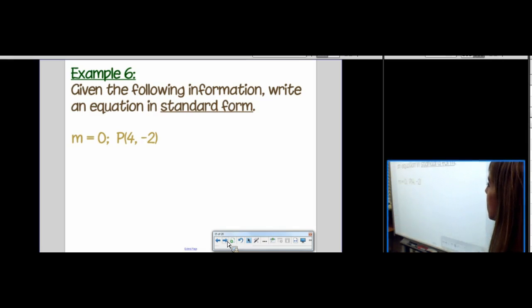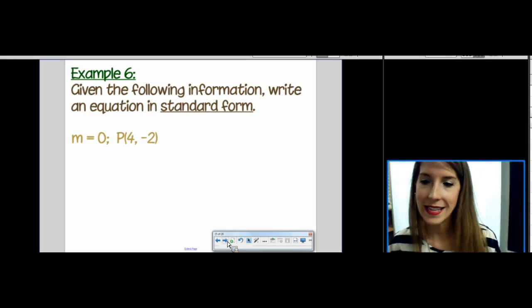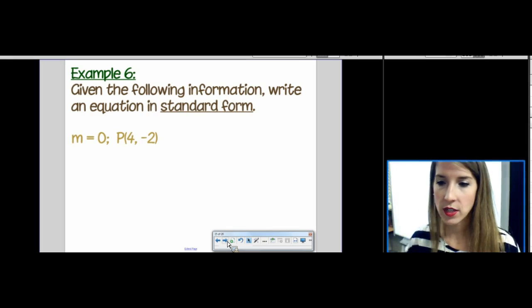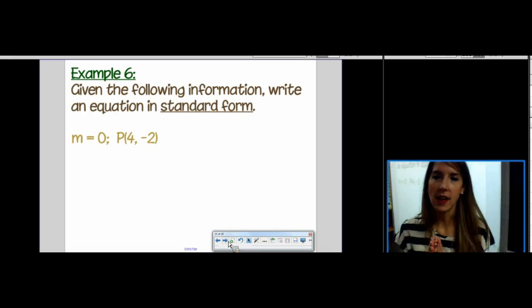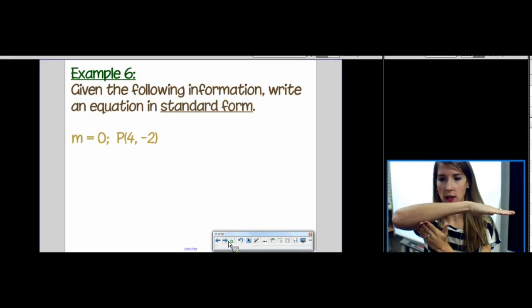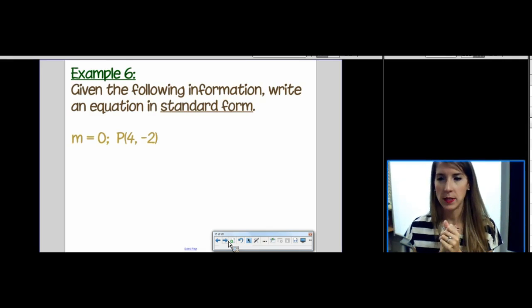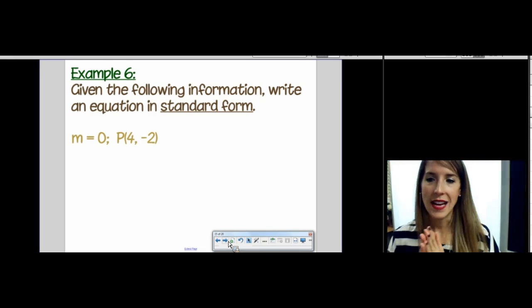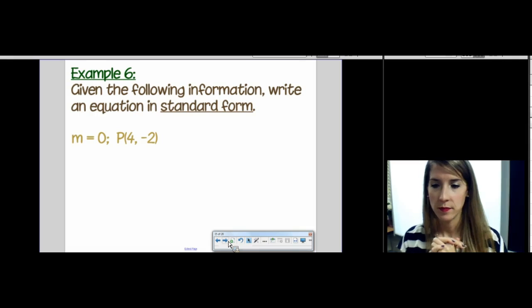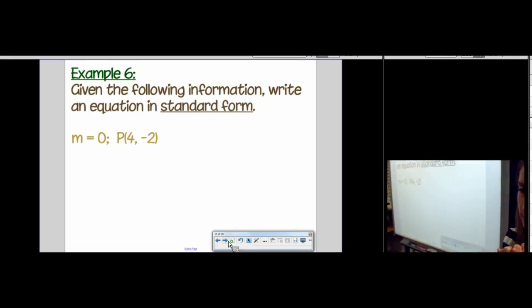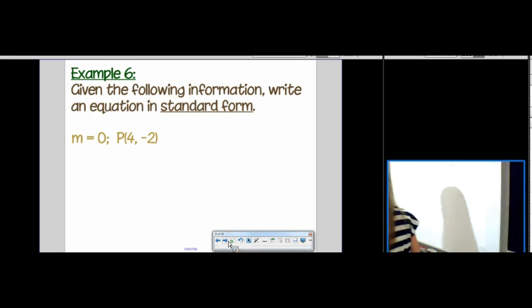All right, this one's easy. Write an equation in standard form, but notice your slope is 0. So if our slope is 0, what does the line look like? Is it a vertical line or a horizontal line? If our slope is 0. Good, it's a horizontal line. Is it a y equals line or an x equals line? It's a y equals line. Very good.